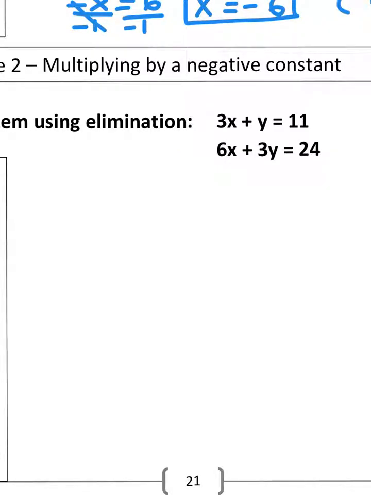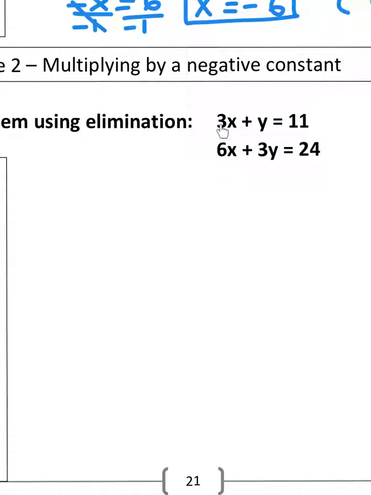All right, let's look at another example. In our new system, we're going to have to multiply by a negative constant. So I've got 3x plus y equals 11, and 6x plus 3y equals 24. So my terms are positive 3x, positive y, positive 11, positive 6x, positive 3y, and positive 24. Okay, so I don't have any opposites because all my terms are positive. So I'm going to need to multiply by a negative constant in order to get opposite pairs that I can eliminate. And there's really two different ways I can go.